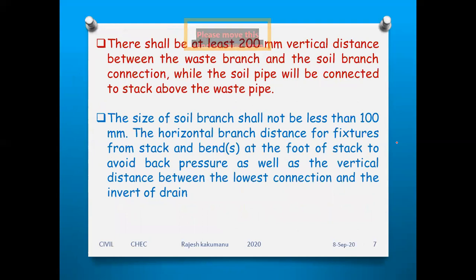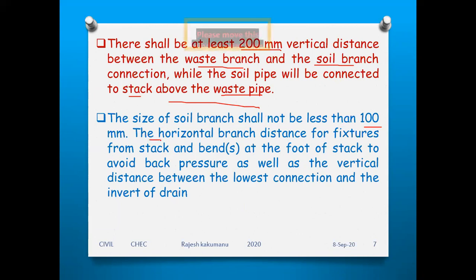Next, there shall be at least 200 mm vertical distance between the waste branch and the soil branch. That means there is a waste pipe, and between the waste branch and the soil pipe branch there will be at least 200 mm distance, right? While the soil pipe is connected to the stack pipe above the waste pipe. Next, the size of soil branch shall not be less than 100 mm.